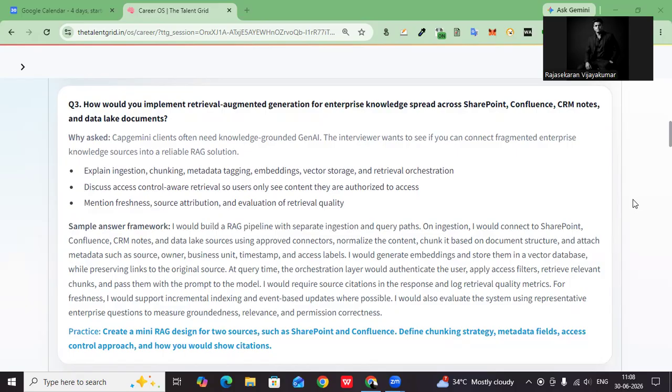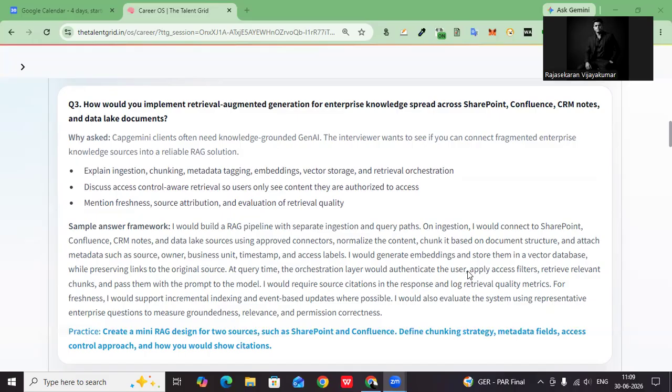As an architect, if I want to implement a RAG generation pipeline for the enterprise knowledge systems, first I will be designing a centralized data ingestion pipeline. The data ingestion pipeline will connect and extract all the record information from SharePoint, Confluence, CRM, and data lake documents.